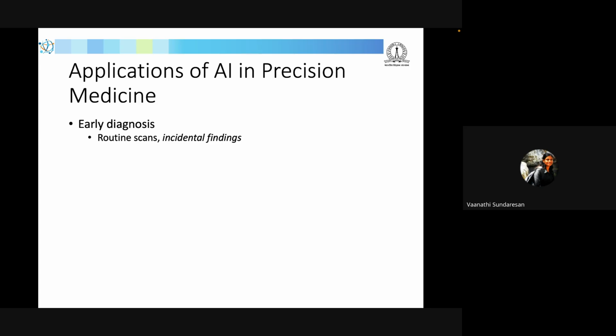This is where AI can be very useful. Let's say a seemingly healthy subject goes to get a scan, and they find some kind of early signs in their scan. That's the best time for them to refer to a clinician and get it sorted, right? At that point, even the disease might be reversible. So we are looking at early diagnosis.